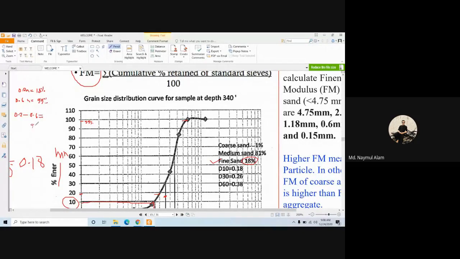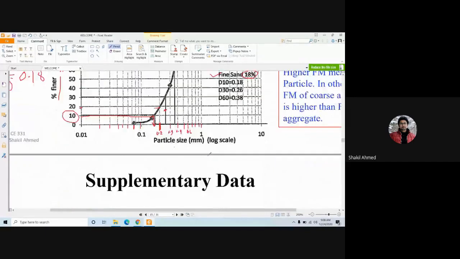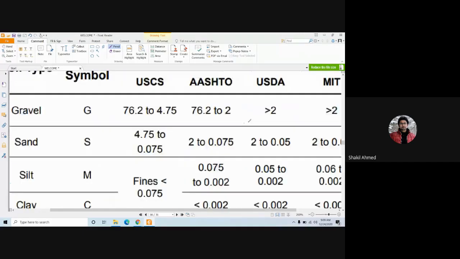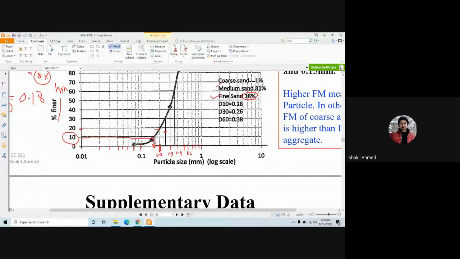That means between 0.2 and 0.6, what is this? 99 minus 18, am I right? Yes, sir. So what is this? 81, right? Yes, sir. That means 81% of particles are greater than 0.2 and less than 0.6. In the range 0.2 to 0.6 we have 81% of particles, and this is medium sand.